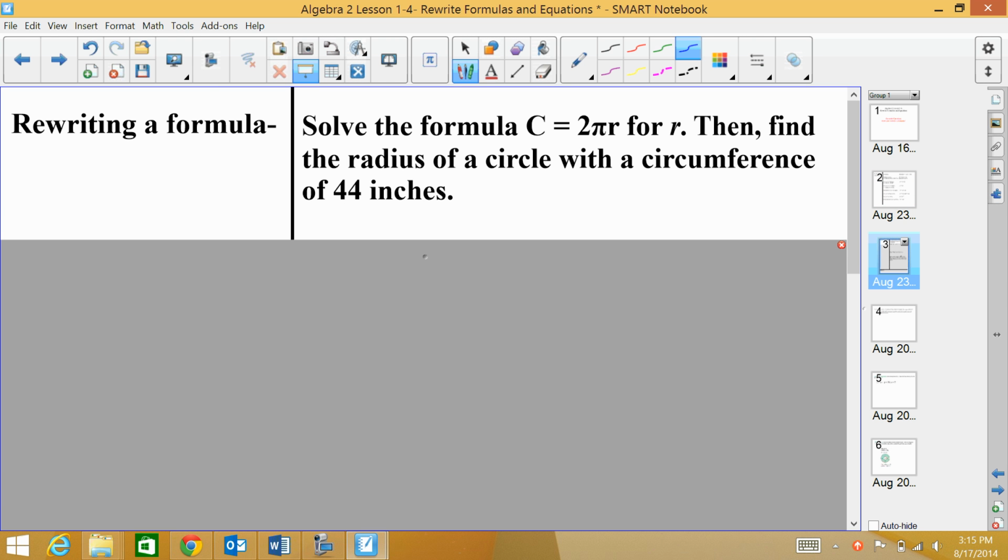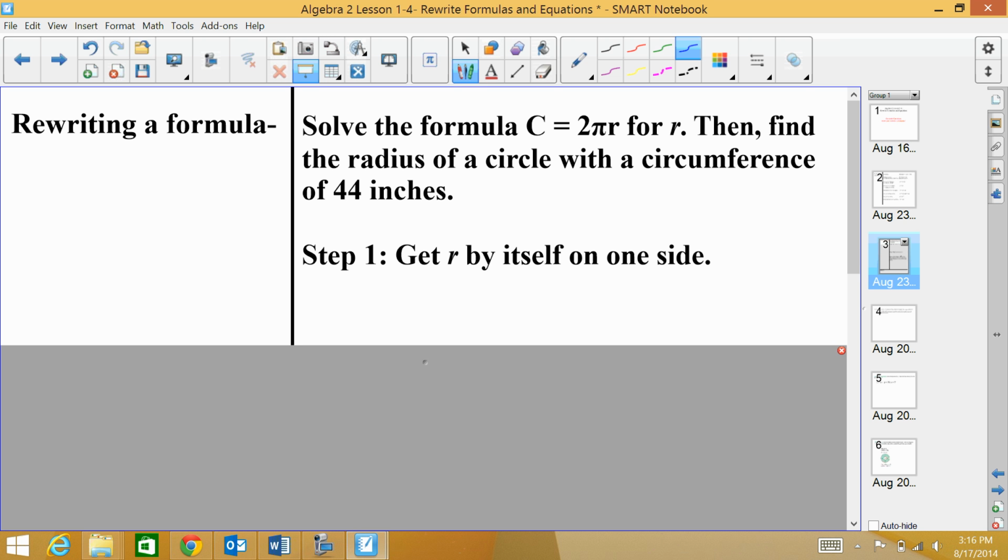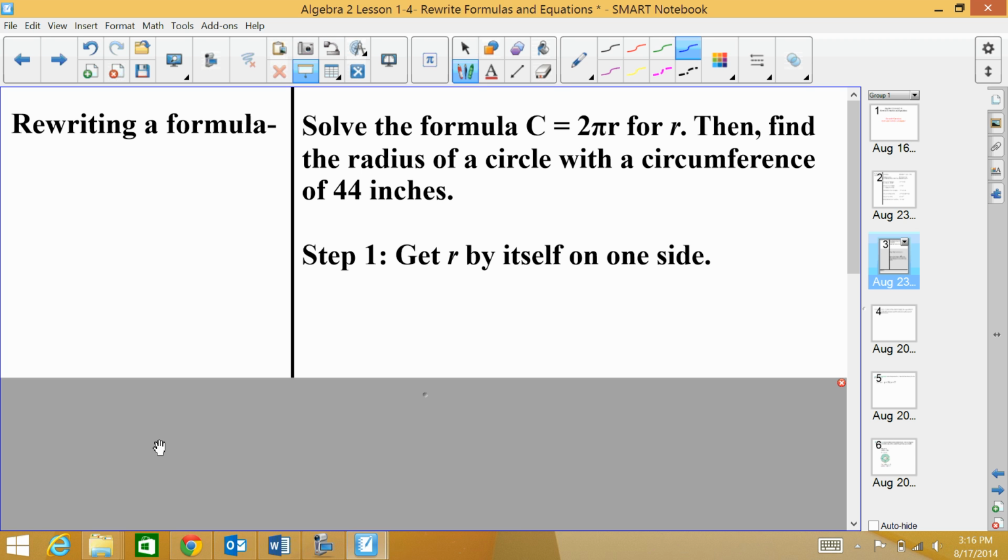For rewriting a formula, it says solve the formula C equals 2 times pi times radius for R. Then find the radius of a circle with a circumference of 44 inches. So let's break that apart because that's really multiple questions. First, it says solve the formula for R. So what they're asking you to do is to get R by itself. So we're going to get R by itself on one side.